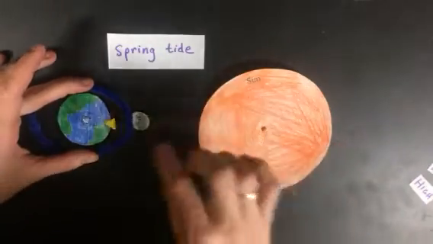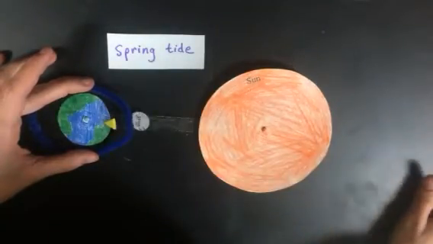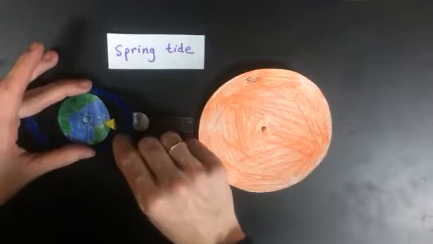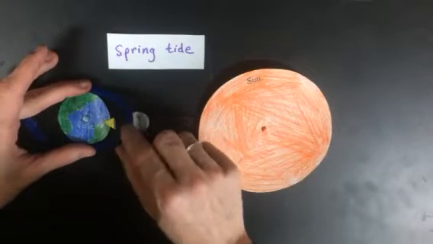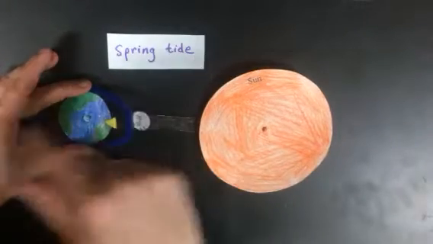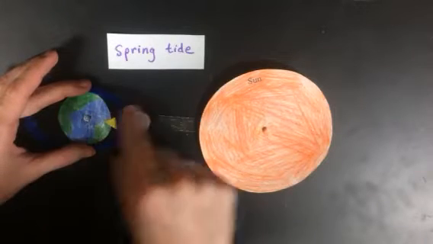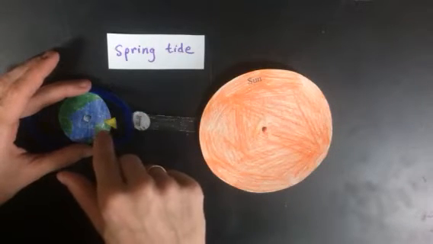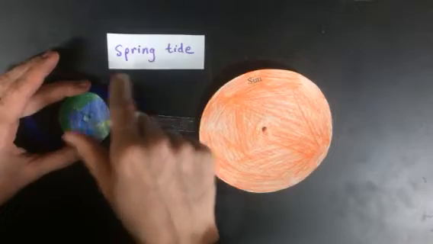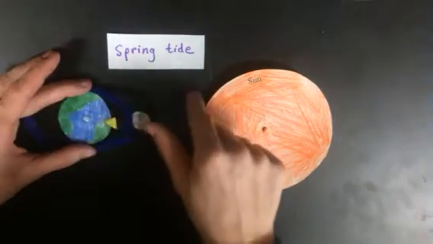The sun also has gravity, and so it will pull a little bit more. And so when we have the moon either in the new moon or the full moon position, it's going to pull it extra far to create really high tides and really low tides. And we call this big difference the spring tide.